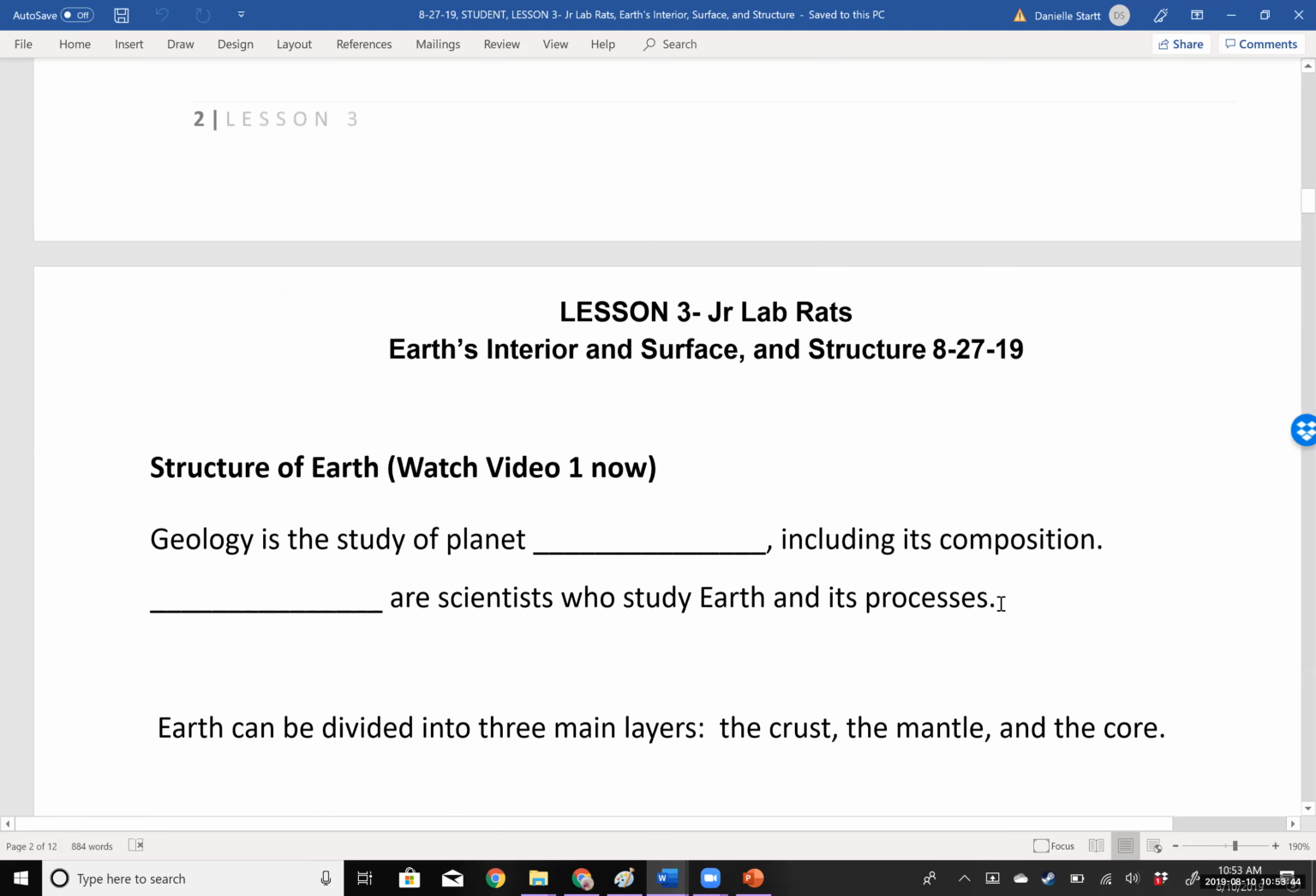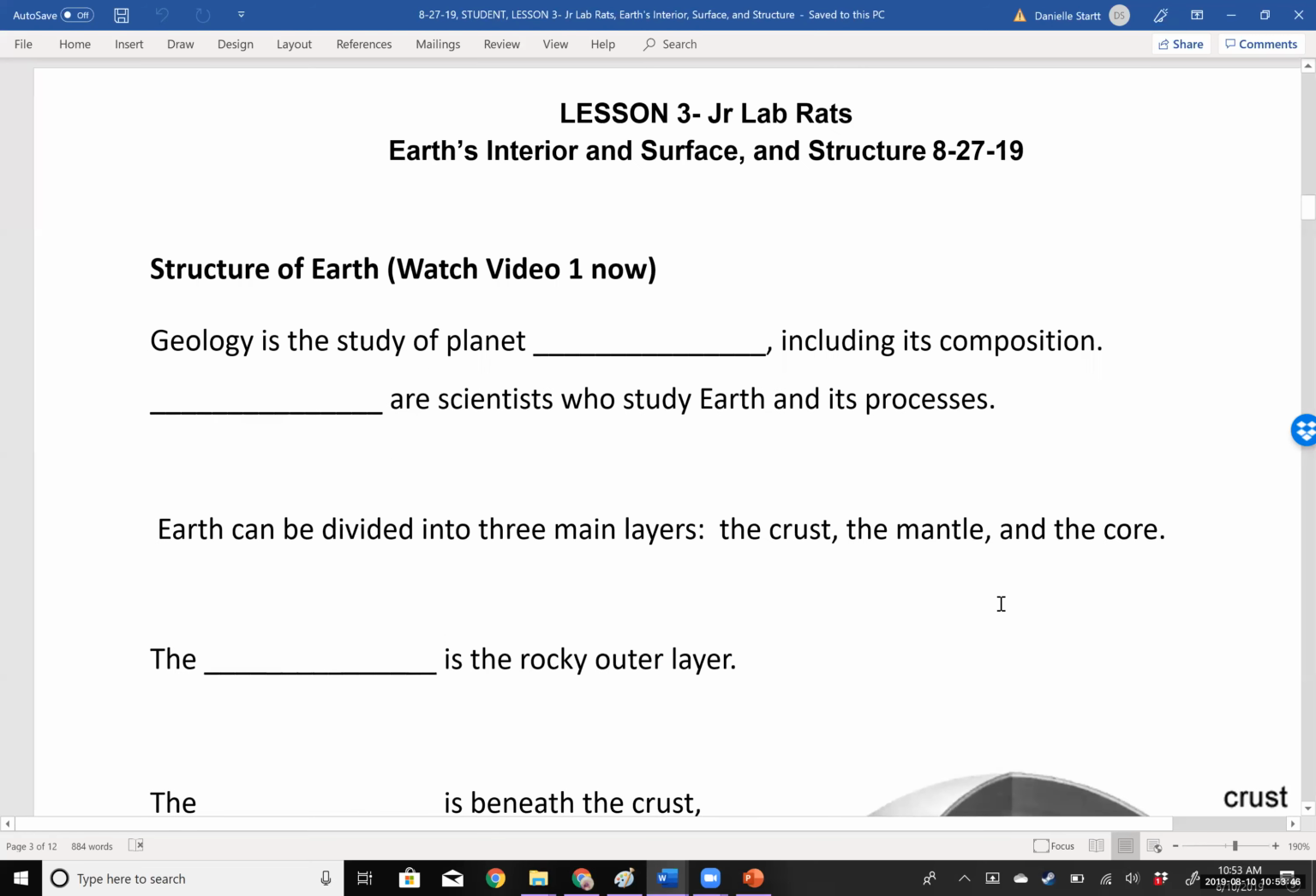Okay, so lesson 3, the Earth's interior surface and structure. So you're going to want to go ahead and watch video 1 now. You can pause me and go watch that video. All right, after you've watched the first video, you're going to want to answer these questions, and all of those answers were provided for you in the video.